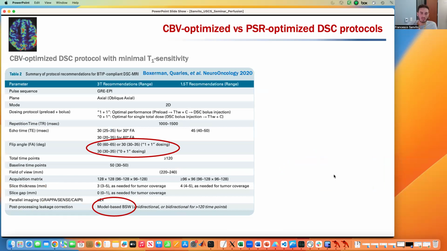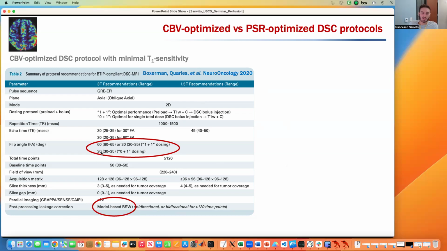So maybe it's clear, maybe not. There is some conflict in whether or not we want CBV or PSR from a DSC study. The reason is that according to guidelines, we are trying to optimize CBV optimized DSC sequences to have as little T1 sensitivity as possible. Why? We said before that one of the assumptions is that there is no T1 effects when we calculate CBV. So to make this assumption as true as possible, we have to reduce the T1 sensitivity.